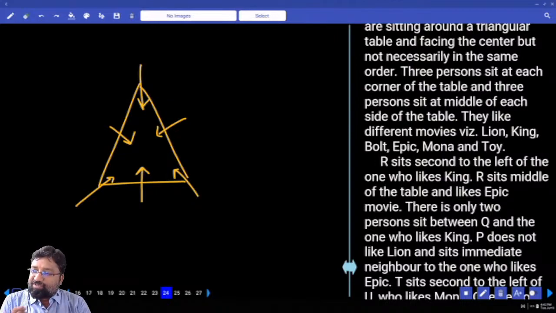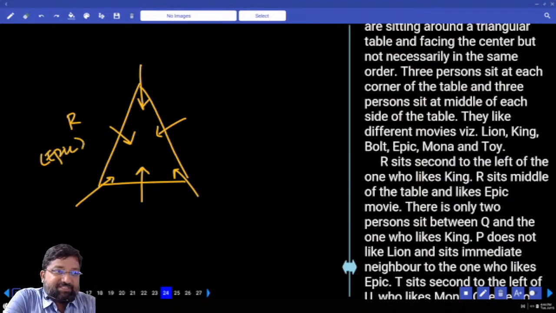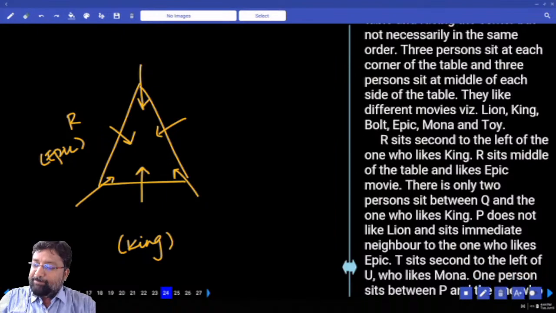They like different movies: Lion, King, Bolt, Epic, Mona, and Toy. R sits second to the left of the one who likes King. R sits in the middle of the table and likes Epic movie. And then he says, R sits second to the left of King. King sits second to the right of R. Any problem? No problem. Next line.